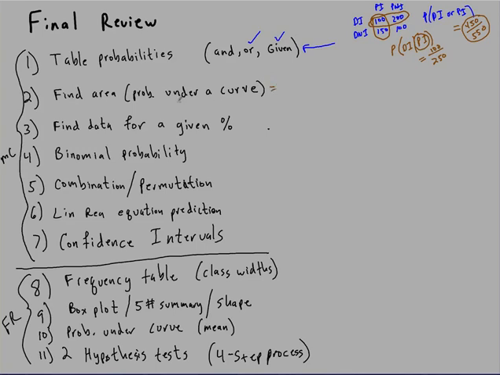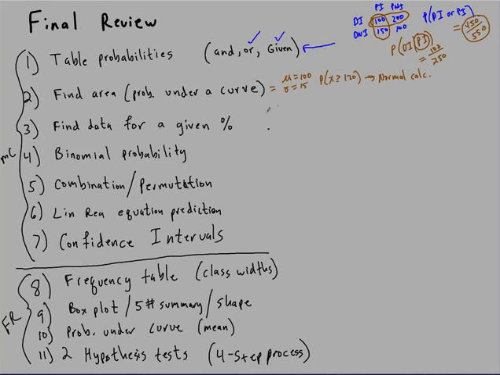Next, probability of an area under a curve. Something like, if it said the mean was 100 and the standard deviation is 15, and I pick one person, what's the probability that their score would be greater than or equal to 120? You go to your normal calculator, and everybody should be comfortable with that.